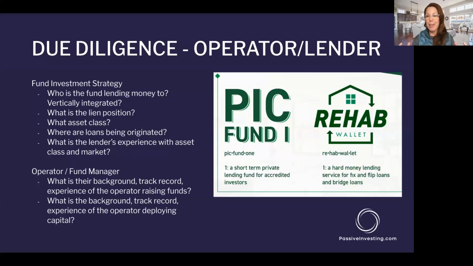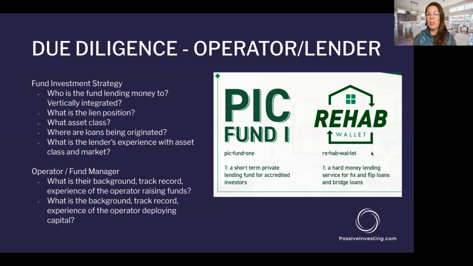We always talk about this when we talk about equity. It's not the horse, it's the jockey riding the horse. It's not the deal, it's the operator running the deal. But in the case of a debt fund, you probably are going to have two operators. One's going to be the operator of the fund. The other one's going to be the lender lending the money. So we got two people to underwrite here, or two groups to underwrite here.